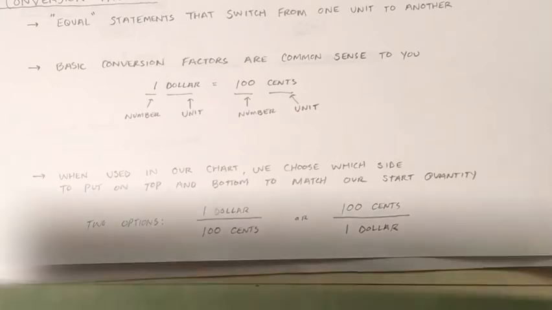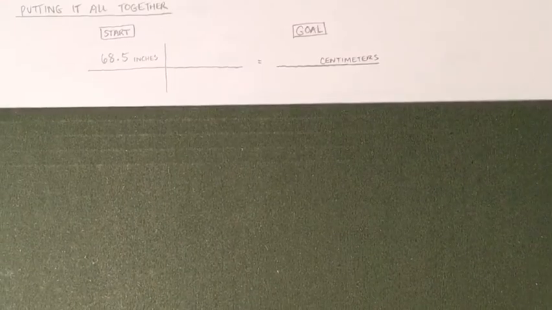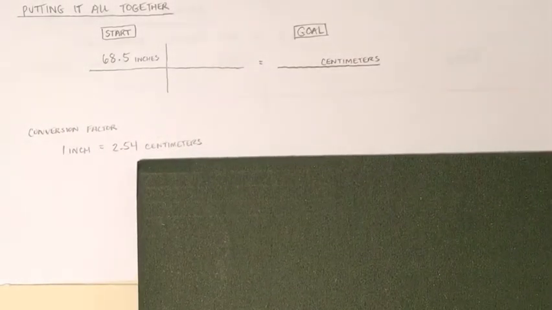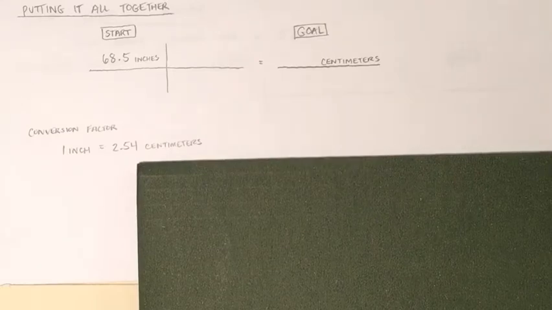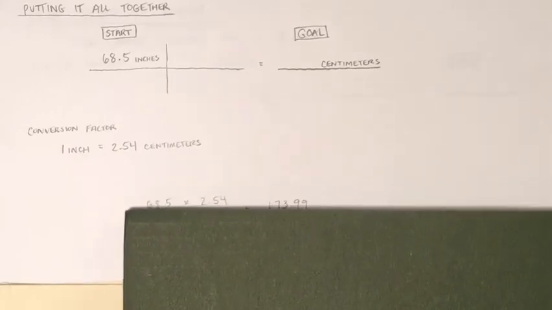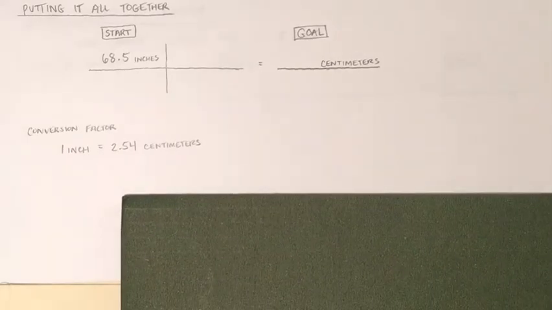Okay, so we put it all together. Going back to our example there, we had 68.5 inches as our start. We know our goal is going to be centimeters. So the conversion factor that works for this is 1 inch equals 2.54 centimeters. If you don't know this one off the top of your head, which you most likely don't, an easy Google search, no problem. 1 inch equals 2.54 centimeters.